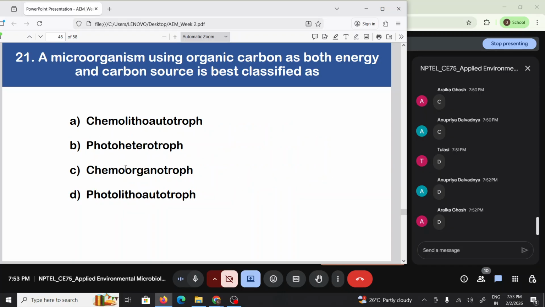The next question is: a microorganism using organic carbon as both energy and carbon source is called. The questions in this section are kind of repetitive, just to make your mind clear by repeatedly solving the same concept, so you don't get confused with the terms. You have chemo, photo, auto, hetero, all these terms in different combinations. So you should not get confused when you approach the questions, and hence I have a set of questions in a similar pattern.